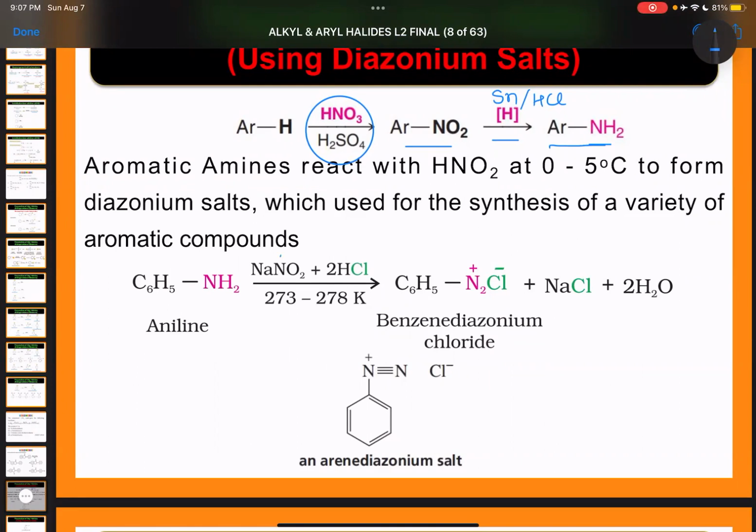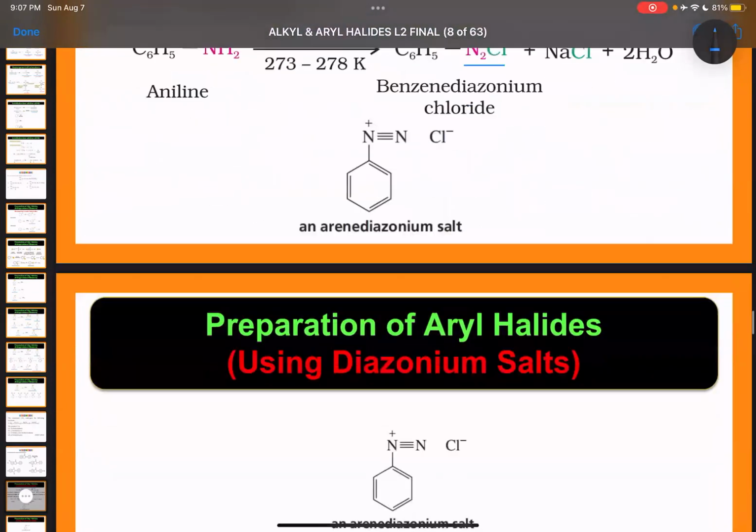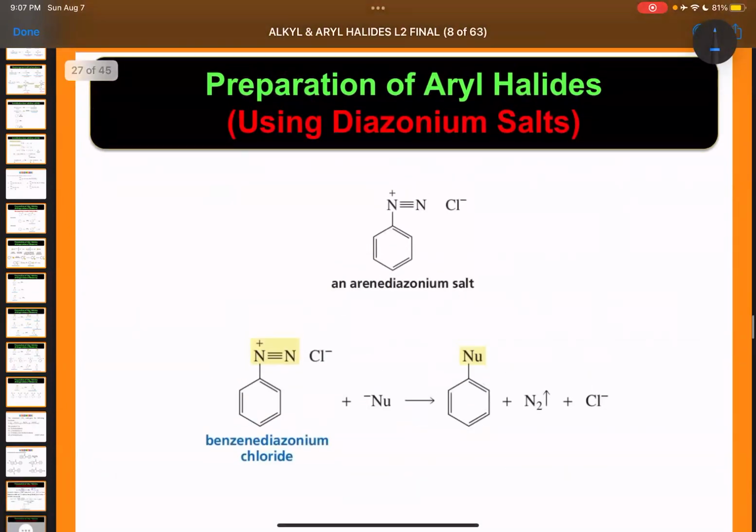Aniline you react with NaNO2 plus HCl, and that's how you get the diazonium. And this diazonium is a very good leaving group, so you can put the nucleophile of your desire in place of N2. Clear? Yes. Right. So that's how you can get it.